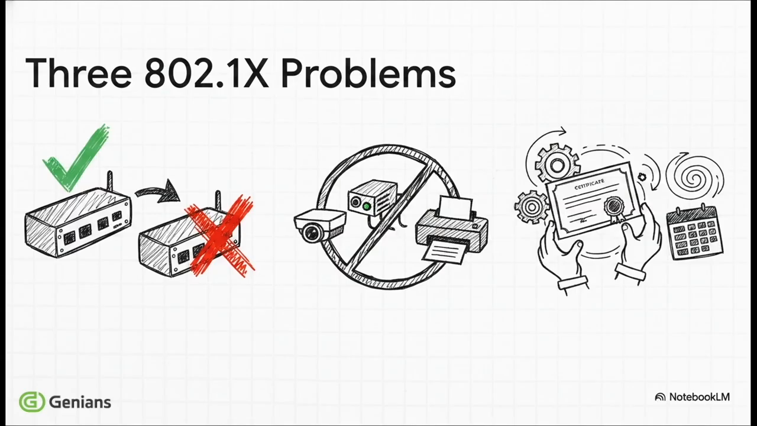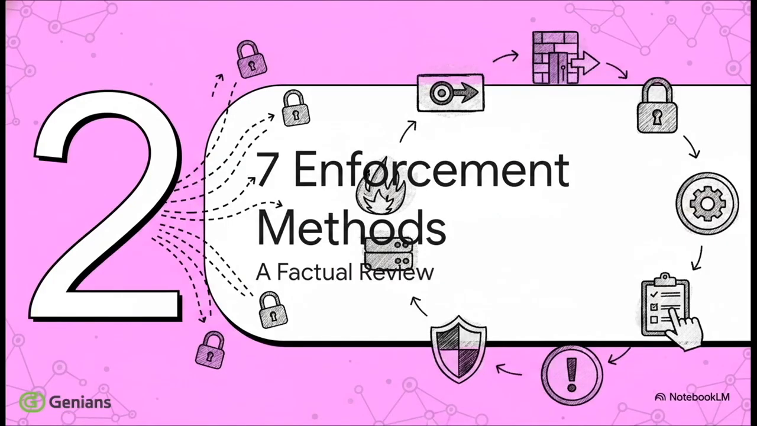First, there's switch compatibility across different vendors. Second, there's device compatibility, as many IoT, OT, and printer devices do not support the 802.1x standard. And third, using EAP-TLS requires certificate management. Well, these limitations led to the development of alternative enforcement methods. We will now cover 7 of them, one by one.